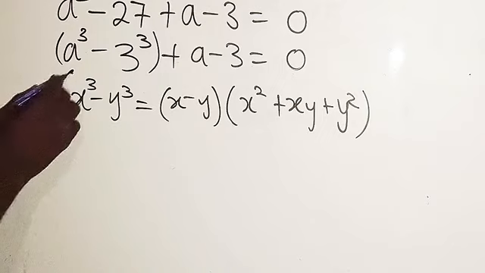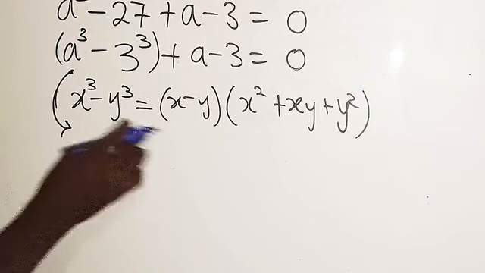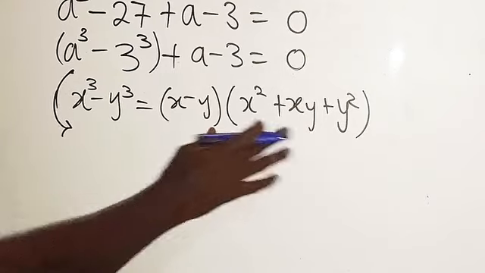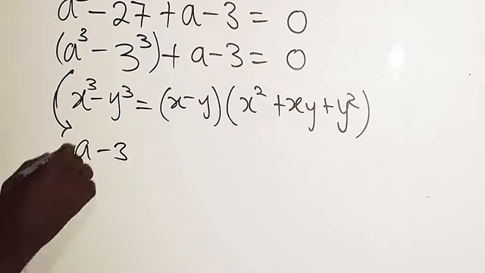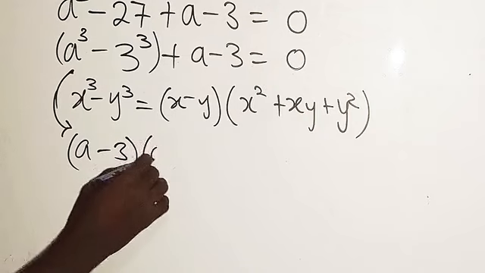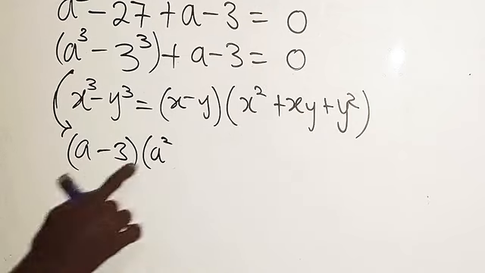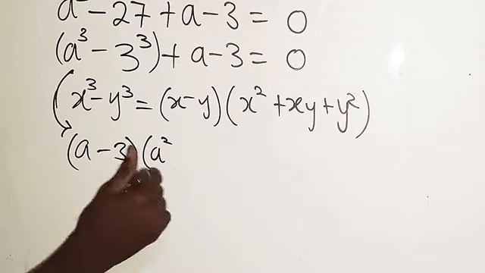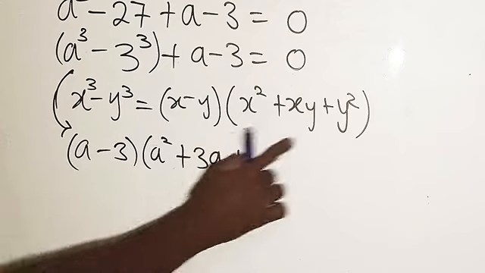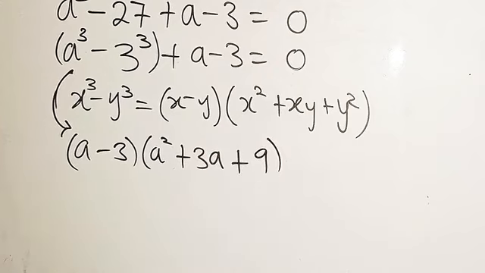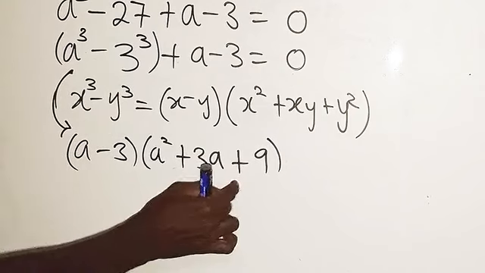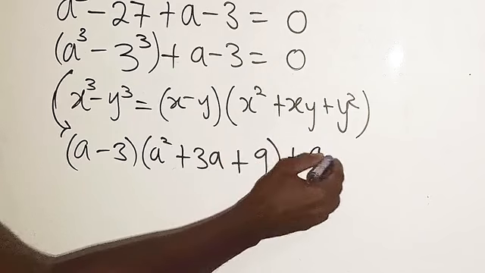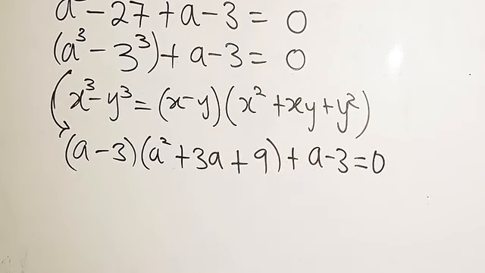So therefore, I'm going to be having this in expansion form as this. That is going to be a minus 3, right? Then a squared, xy means a times 3, that will be 3a. Then we have plus 3 squared, that's going to give us 9, right? So that is this here to this place. Then we have plus a minus 3 equal 0.